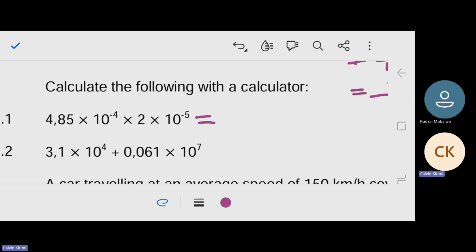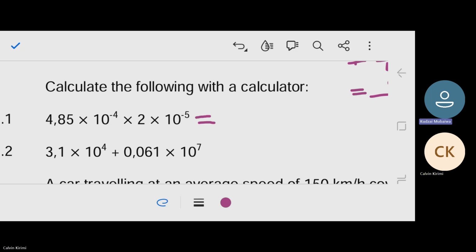What are you getting? I got 0,000000097. We want the answer in standard form. The answer must be in standard form. What is the answer in standard form?